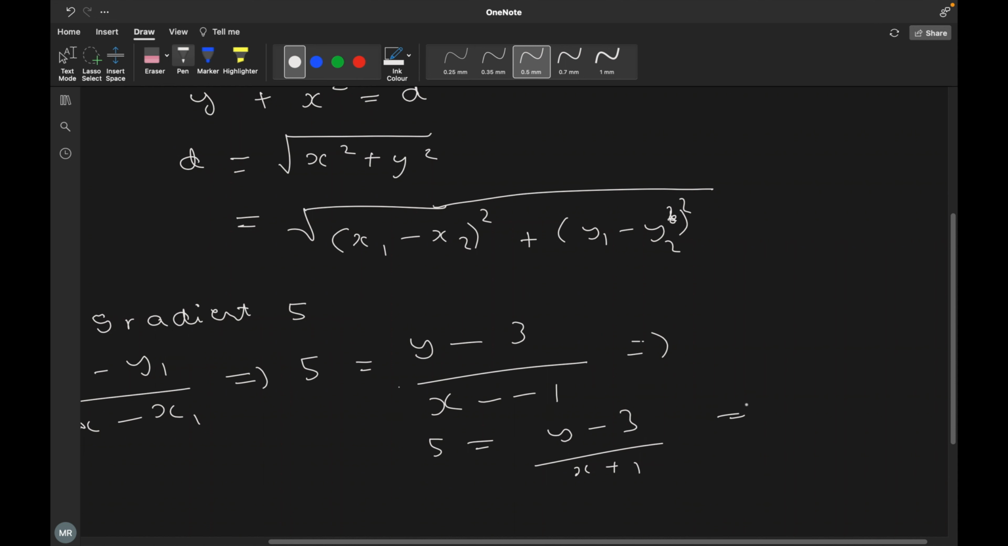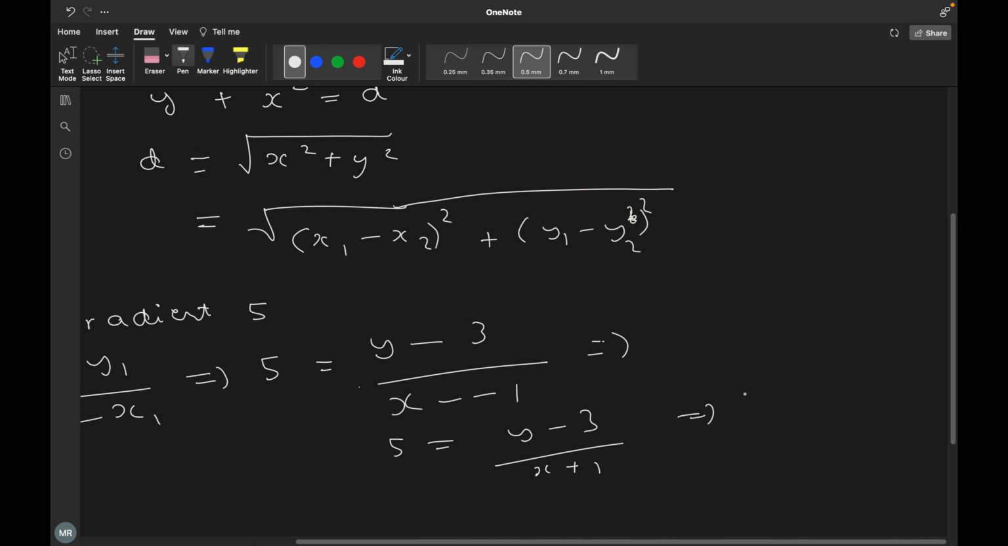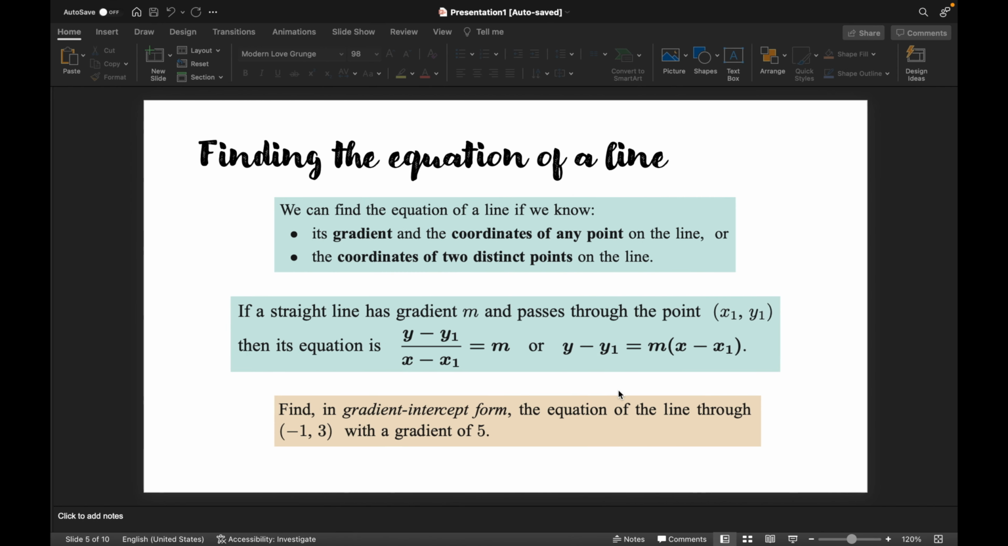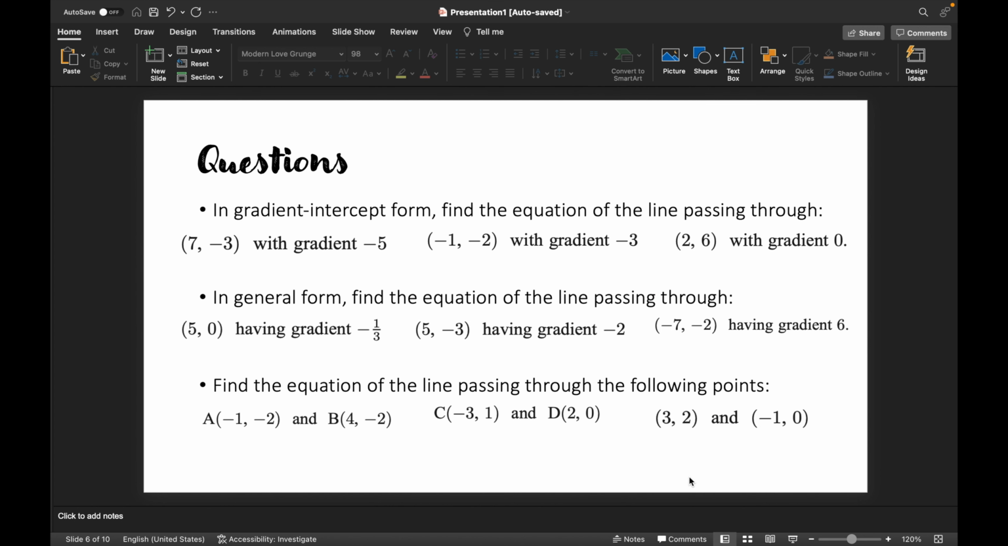Now let's cross multiply it. We get 5x plus 5 equals y minus 3. So y minus 3 equals 5x plus 5. And then if we solve this and write it in the gradient intercept form, we get y equals 5x plus 8. So this is our final answer in gradient intercept form. If this is clear, let's move on to a few questions. The first question, we'll solve it together.